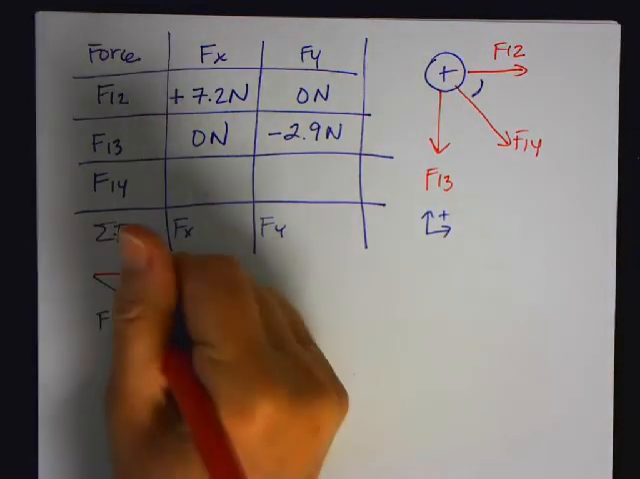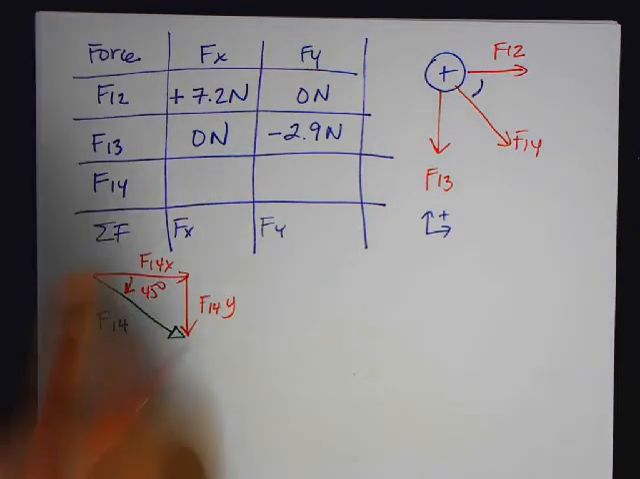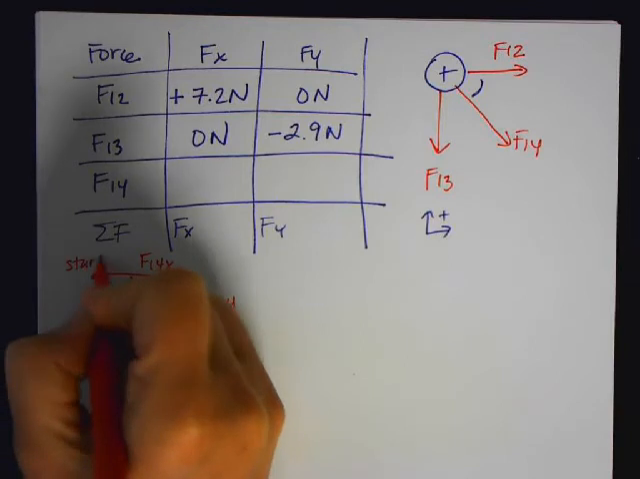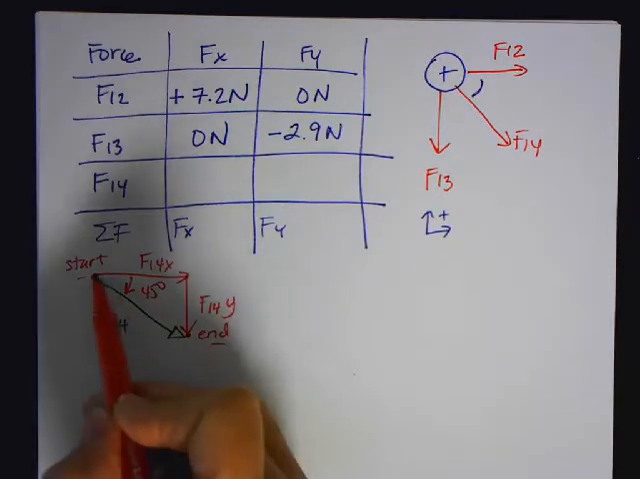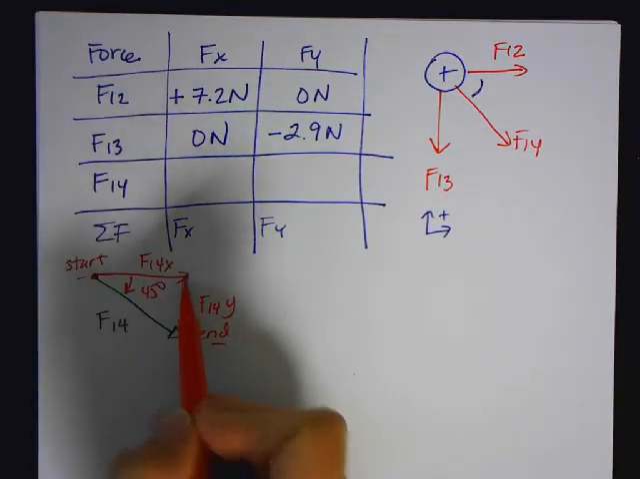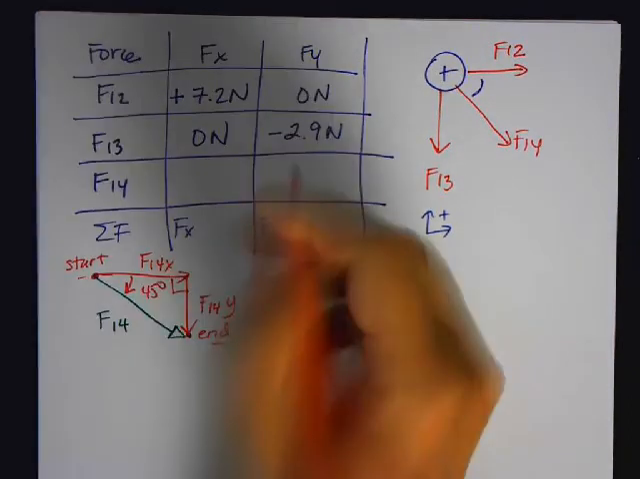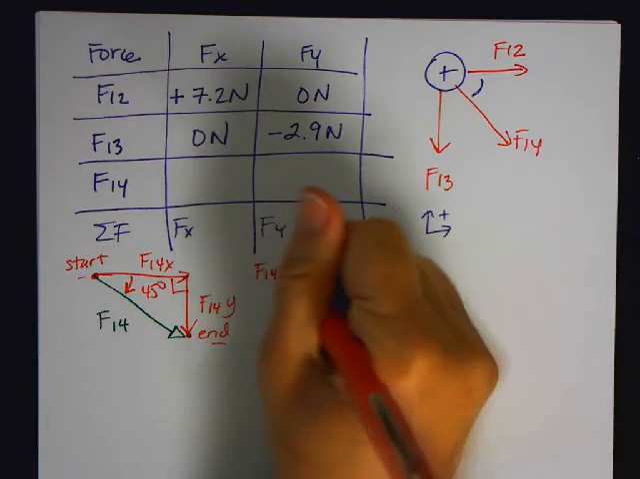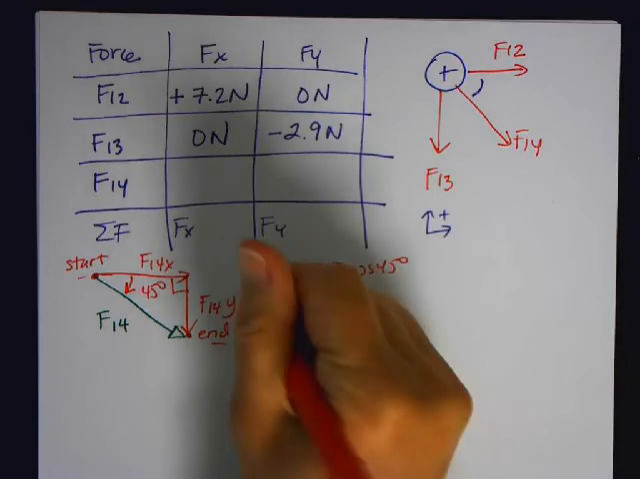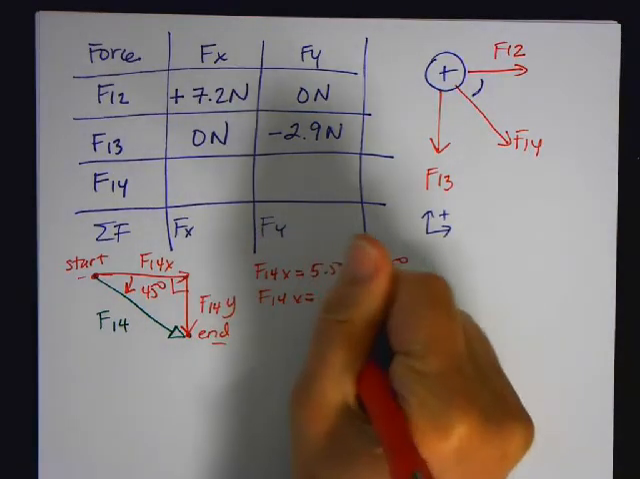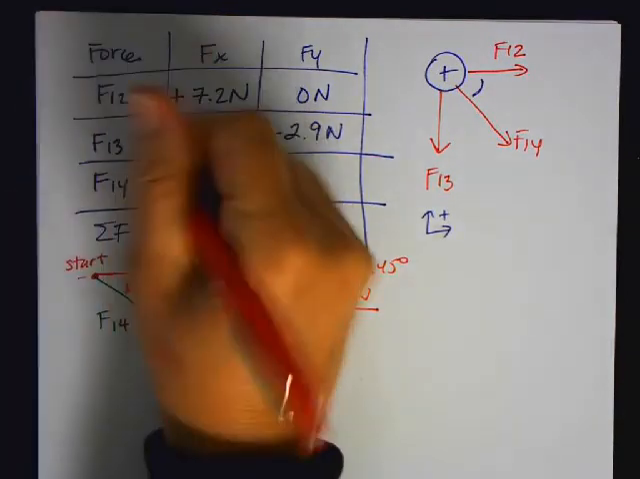Now remember that whenever we have a vector, the components go from where I start to where I end up. So first I'm going to go horizontal from the head of this vector. I'm going to do the tail of the other because these have to always be perpendicular to one another. So F14x is going to be 5.5 cosine of 45. So F14x equals 3.9 newtons. And because it's going to the right, we're going to call that positive.